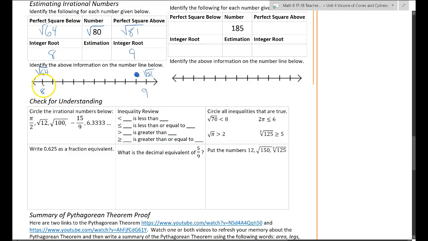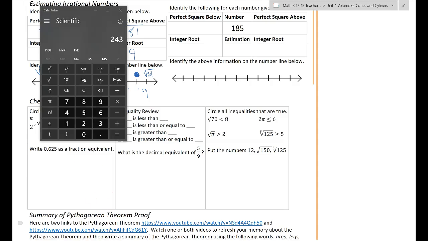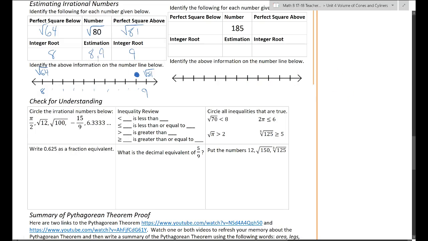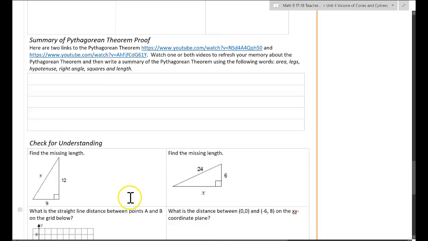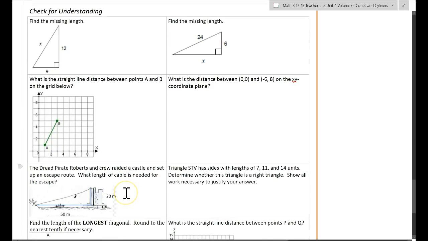So my estimate would be, well, 8.0, 8.1, 8.2, 8.3, 8.4, 8.5, 8.6, 8.7, 8.8, 8.9. I would say 8.9 is a decent estimate. And let's go check that. My estimate is 8.9. Square root of 80 is 8.94. It's a pretty good estimate. So go ahead and do this one on your own, and then we're going to meet down at the Pythagorean theorem.